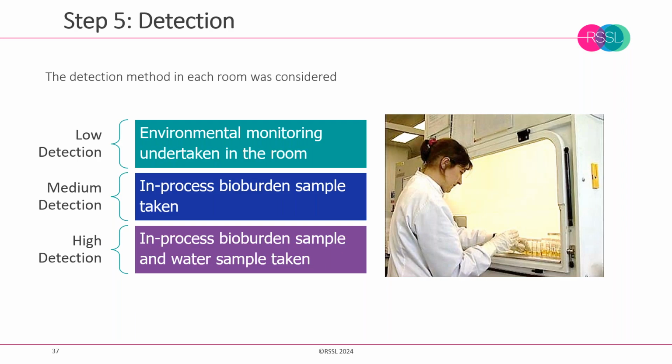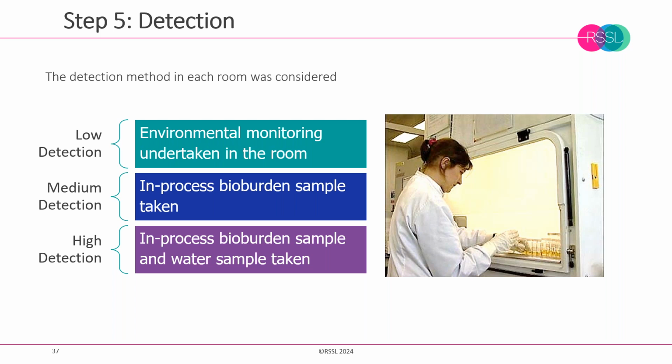Another consideration in this risk approach was the detection methods as well. So this is a way of saying, okay, well, given the activities within the clean room, what information do we have that helps to inform and tell us whether or not we have a problem? So if all we have at our disposal is our environmental monitoring, then that's what, in this case, I've classed as a low detection method.